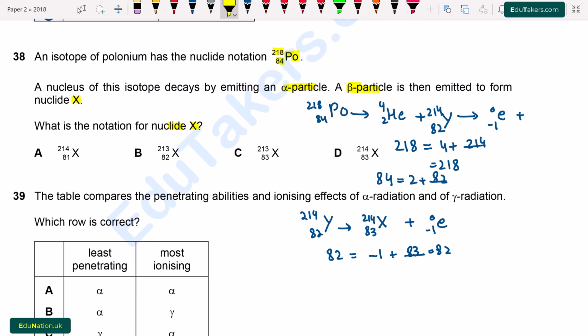Now I check the options. Option A, 214 and 81. Here is 214 and 83, so option A is incorrect. Option B, 213 and 82. This is also incorrect because here is 214. Option C, 83 and 213. This is also incorrect. Option D, 214 and 83. So option D is correct from here.